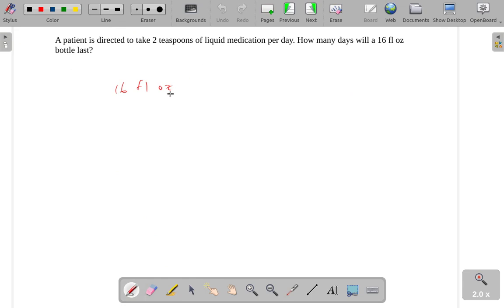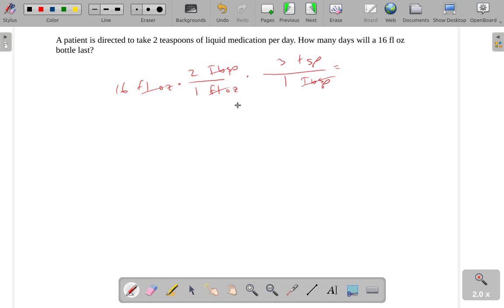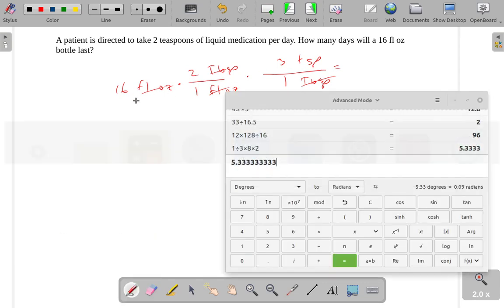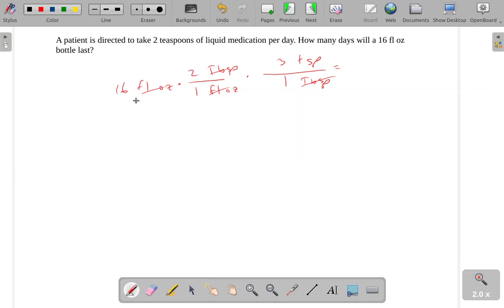I'll convert everything into teaspoons. So first off, I'll go to 16 fluid ounces. I'm going to go fluid ounces here and say 1 fluid ounce is 2 tablespoons. Then since I have this written as a number of tablespoons, I know that 3 teaspoons is 1 tablespoon. And so that means, do some cancellation here, do some cancellation there. Alright, so 16 times 2 times 3, which gives us 96 teaspoons.